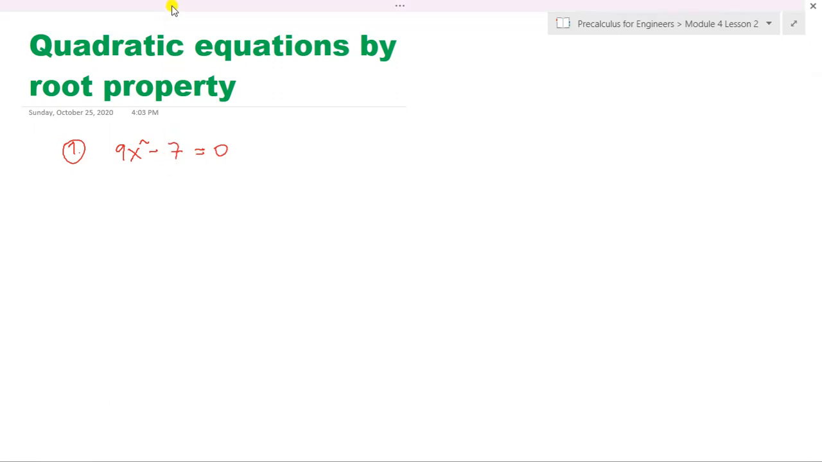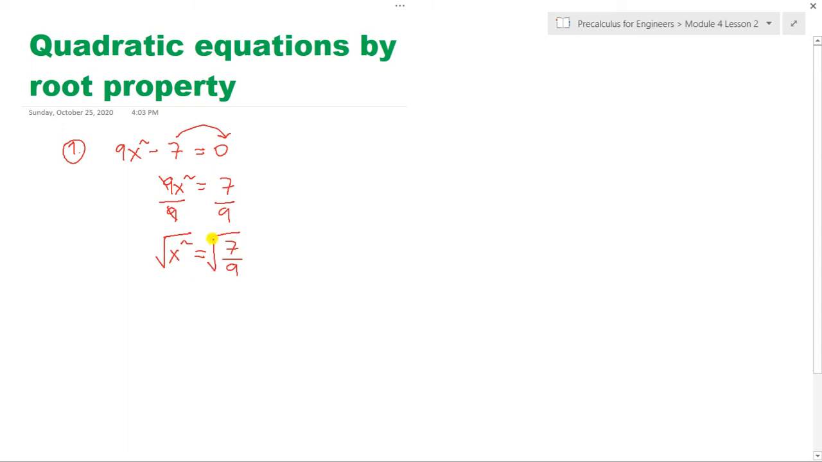So again, for the root property, transpose the constant on the other side. So what's left here is 9x squared is equal to positive 7 na. And then eliminate 9 by dividing both sides by 9. So we have here x squared is equal to 7 over 9. Here, take square roots of both sides so that the square of the x can be cancelled out. So we now have x is equal to positive and negative square root of 7 over 9 here.